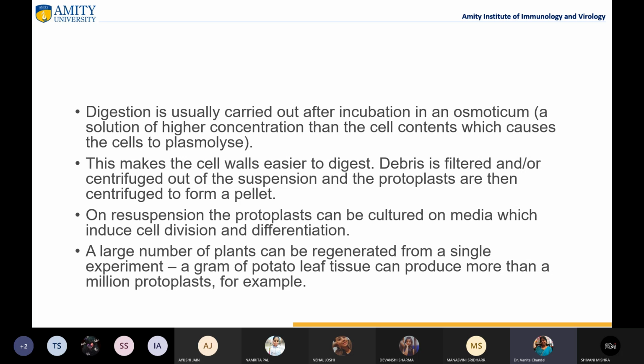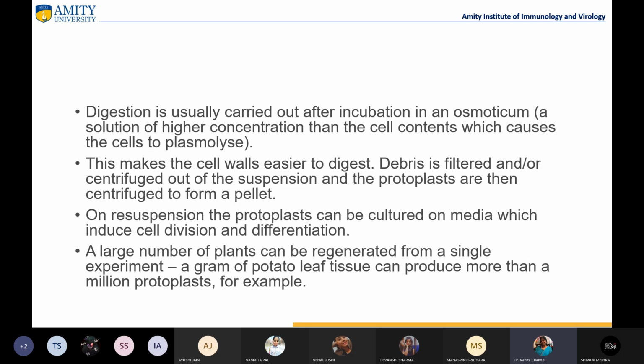There are a number of methods to remove cell walls. We can use enzymes. We can incubate them in a solution of higher concentration than the cell content, which will lead to plasmolysis, right? Again, this will make the cell walls easier to digest. Then debris is filtered or centrifuged out of the suspension, and protoplasts are then centrifuged to form the cell suspension. The protoplasts can then be cultured on media, which can induce cell division and differentiation also. So a number of plants can be regenerated from a single experiment.